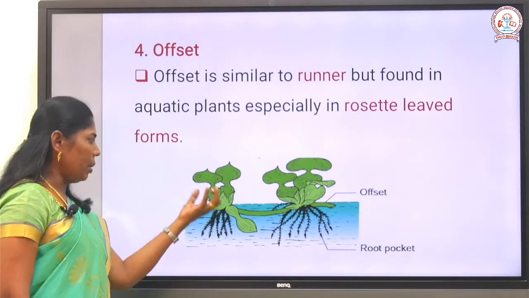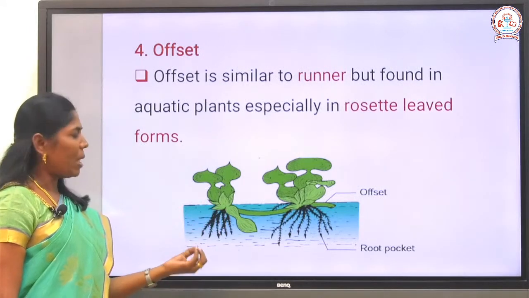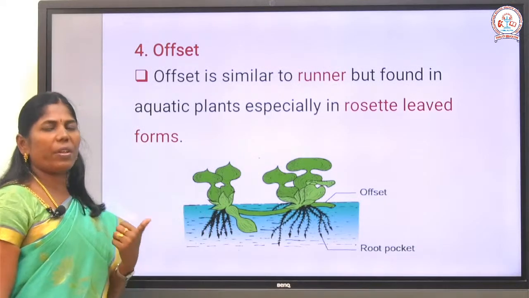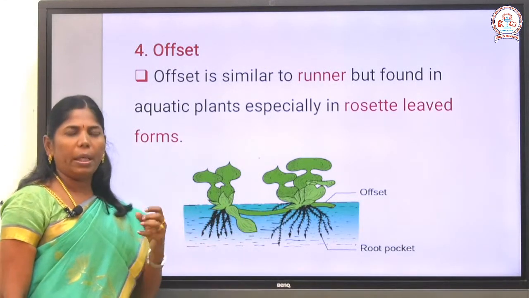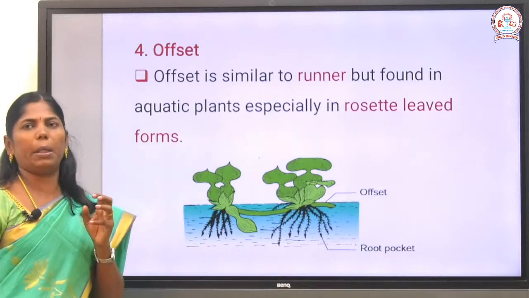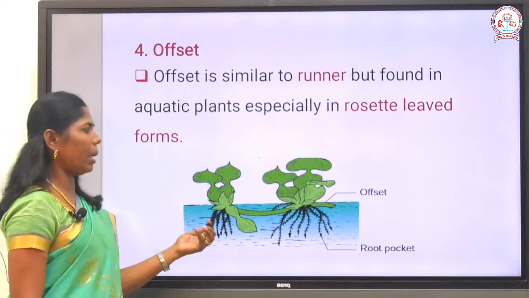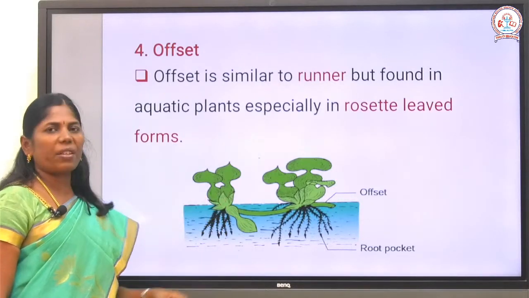In the base of the rosette leaves, we can see the roots. At the tip of the root there is a root pocket. What is necessary for the root pocket, which is used for floating on the surface of water? The root pocket contains parenchyma. Actually, this parenchyma is filled with air. With the help of the root pocket, the plant floats on the surface of water.